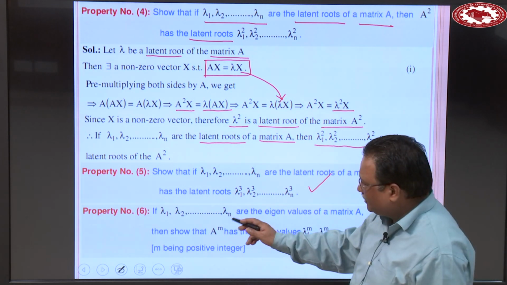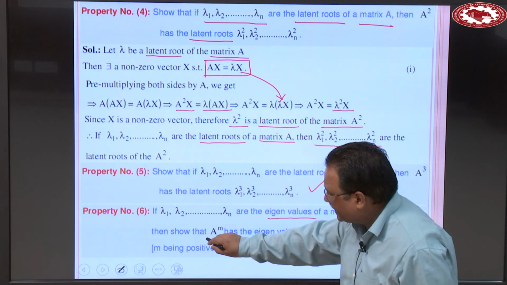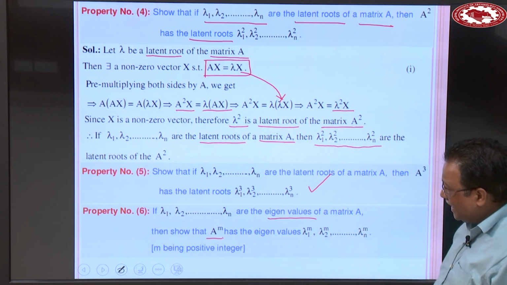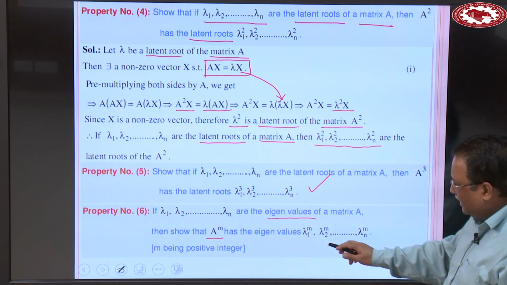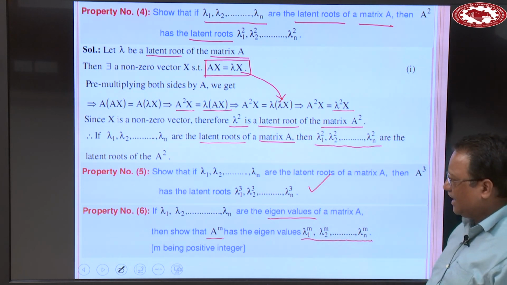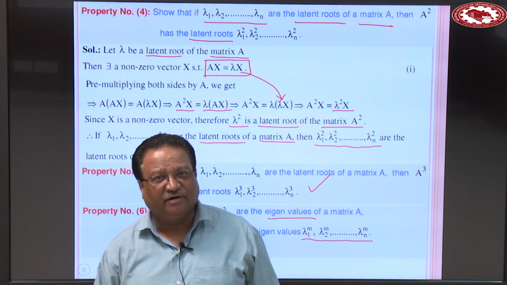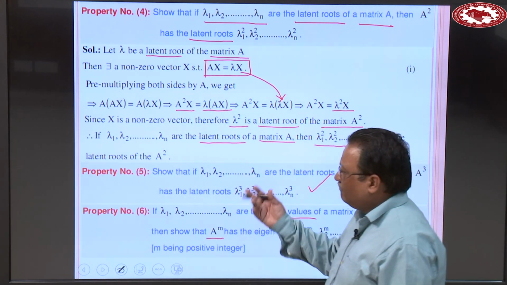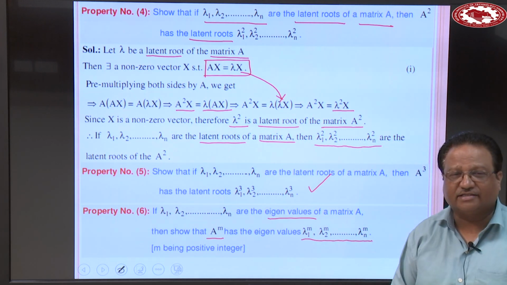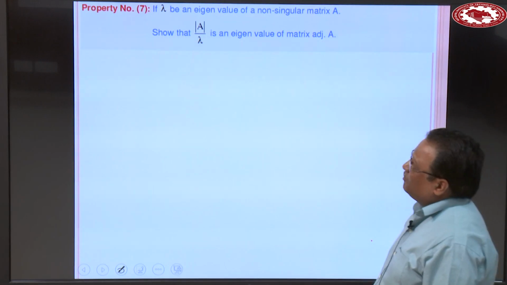Proceeding in the same way, if lambda 1, lambda 2, up to lambda n are the eigenvalues of a matrix A, then A raised to power m has the eigenvalues lambda 1 power m, lambda 2 power m, up to lambda n power m, where m is a positive integer. So by generalization of properties number 4 and 5, we obtain this property number 6. Now one more property.